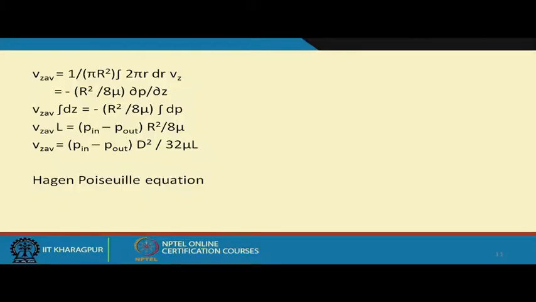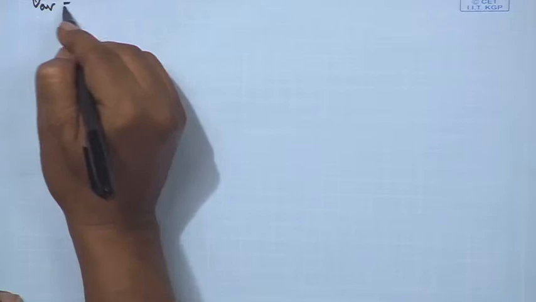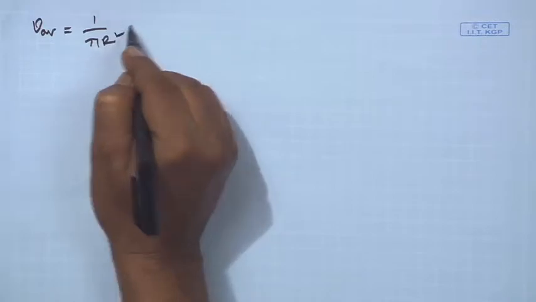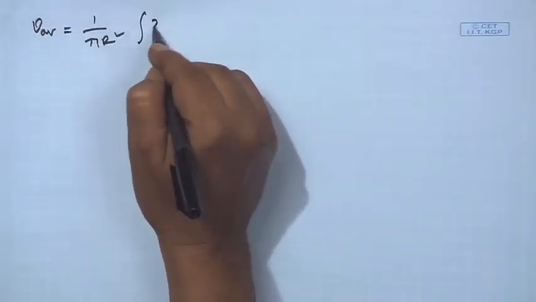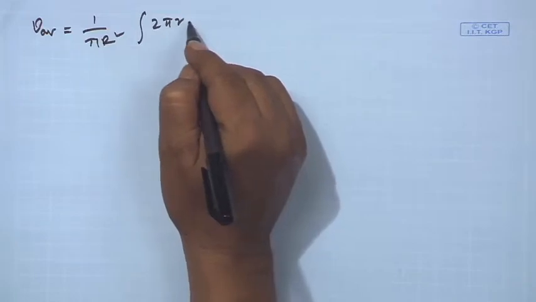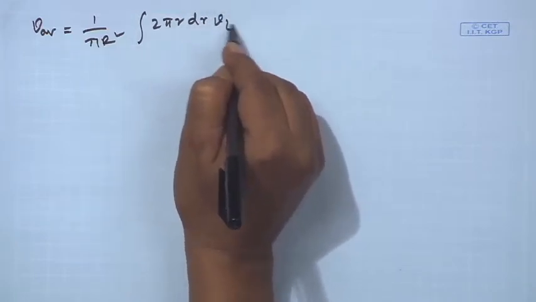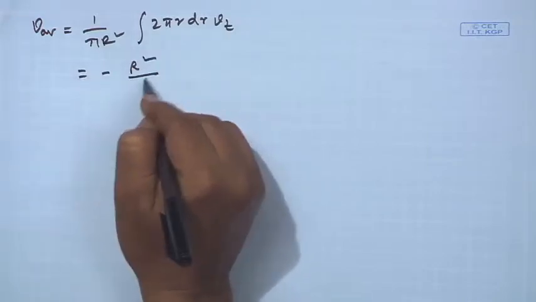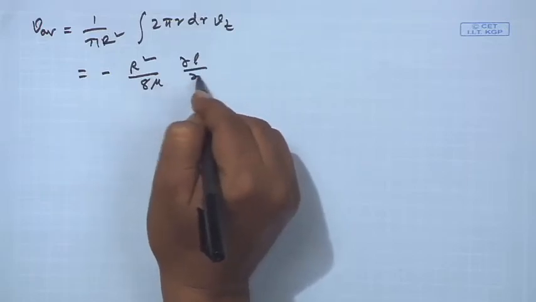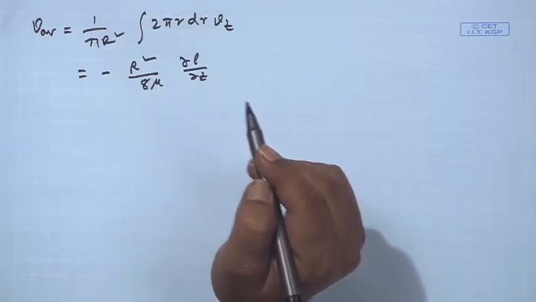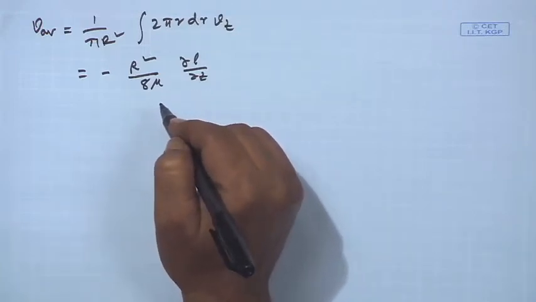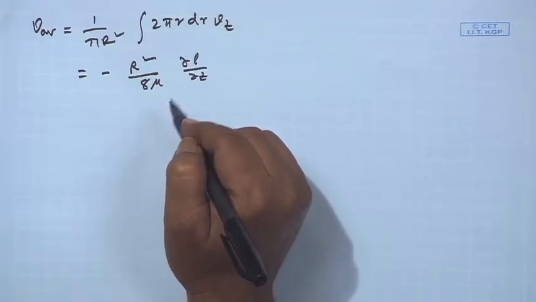So V average can then be written as 1/(πR²), that is the area, into the integral of 2πr dr Vz, that is equal to minus R²/(8μ) ∂P/∂z, that is R²/(8μ) ΔP/ΔL.